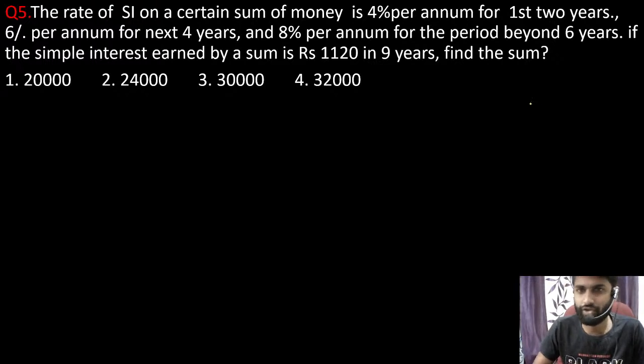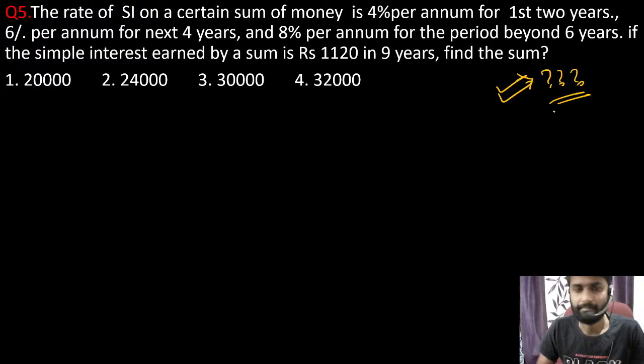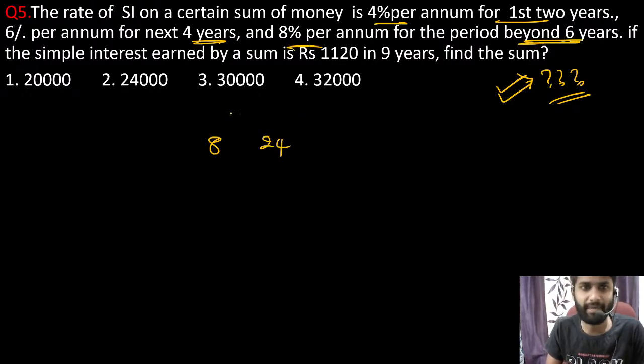Guys, this is the same model of question. Clear? A certain sum of money at 4% per annum for the first 2 years. So the total value becomes 8. 6% per annum for 4 years, 6 4s are 24. 8% per annum beyond 6 years. So this is 2 years, and this is 4 years. And the total simple interest is earned by 9 years.